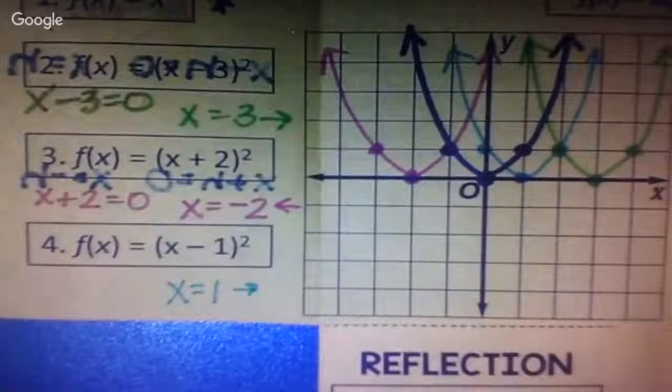You always do them from the original? Yes. Always go from the original.